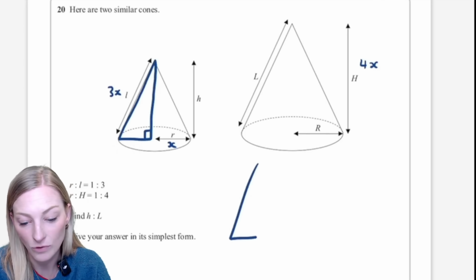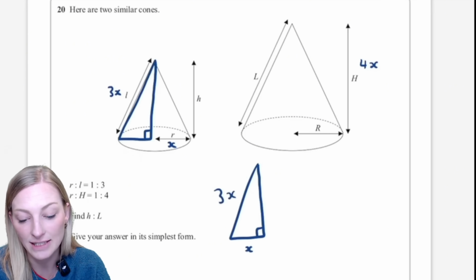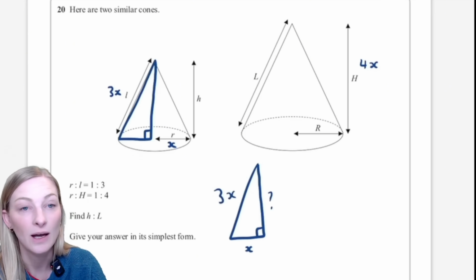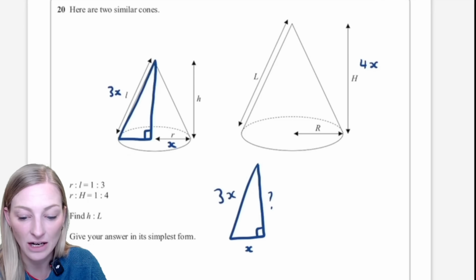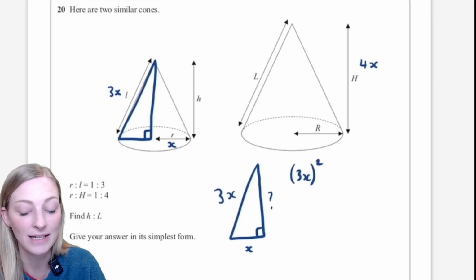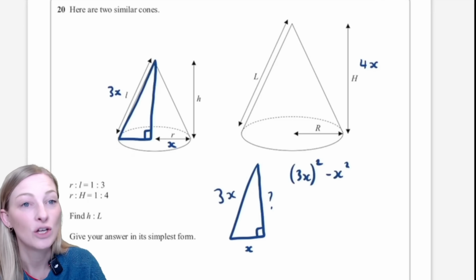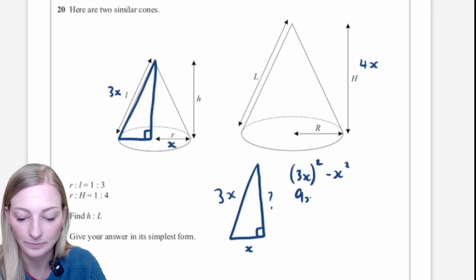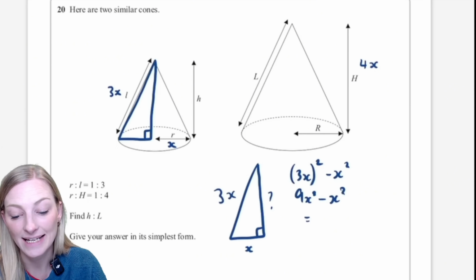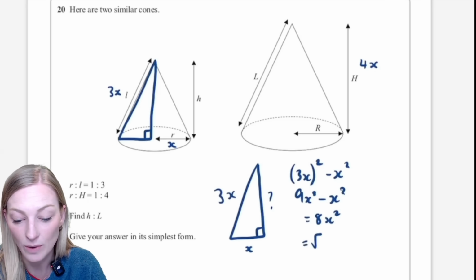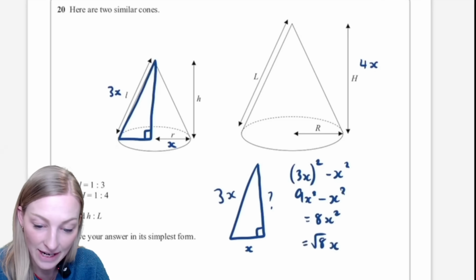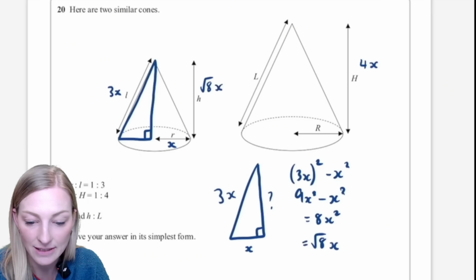So looking at that right angled triangle, if I know the hypotenuse is 3x and the radius is x and I want this side here, I'm going to do 3x squared, take away x squared. But remember, that's going to be 3x all squared, take away x squared. So 9x squared, take away x squared is 8x squared. And we then need to square root that. So that is root 8 x. And that is my height here, root 8 x.